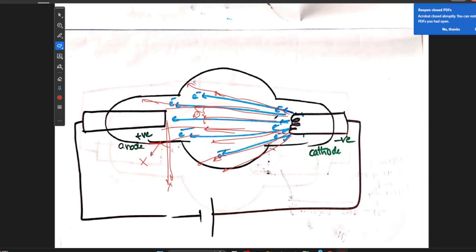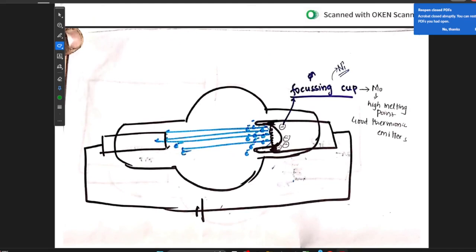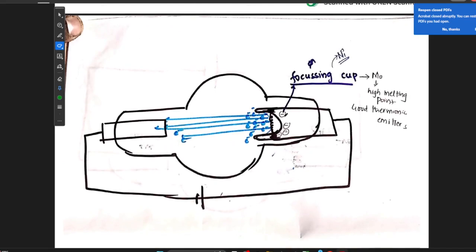So our aim is to make sure that each and every electron that is accelerated should hit the anode. Only then is the purpose of the X-ray tube served. So as a result, we have made a new modification in the cathode, which is called the focusing cup. So this is the focusing cup. Inside the focusing cup, the cathode is placed. So this is the cathode and this is the focusing cup.